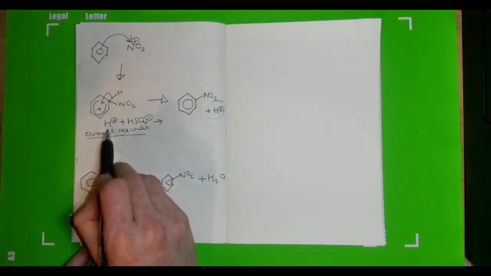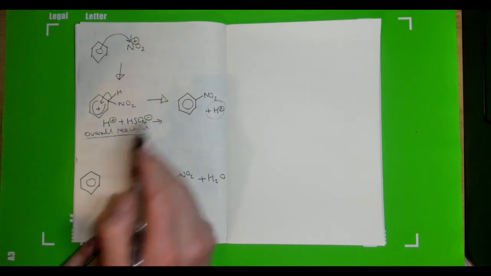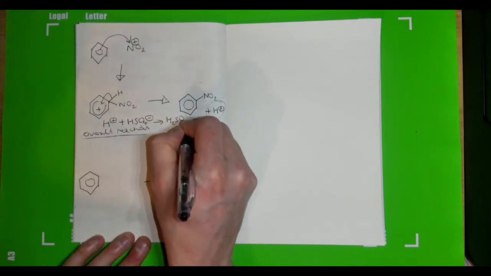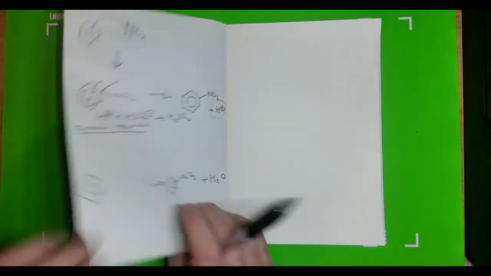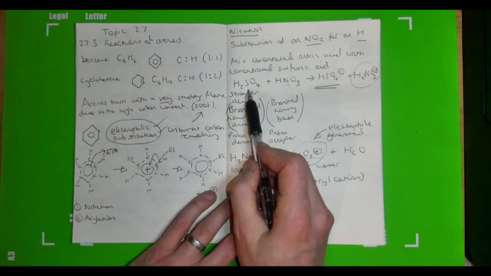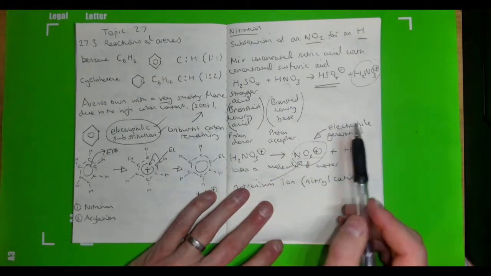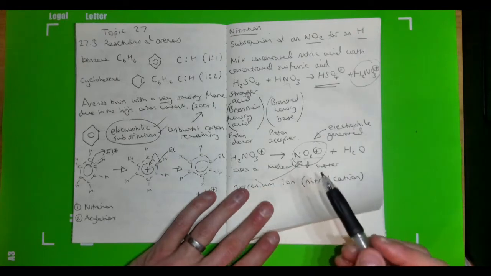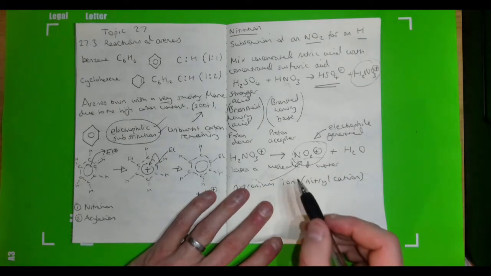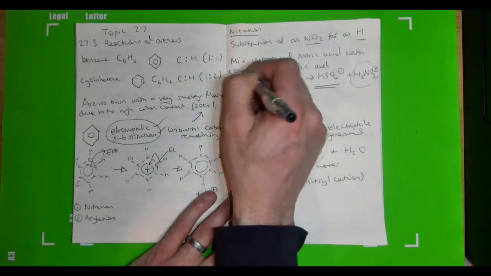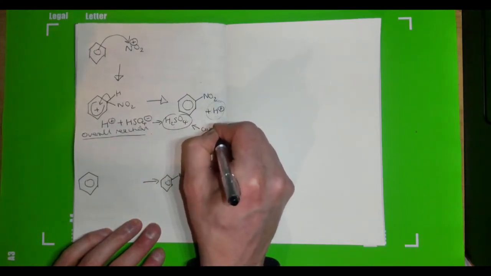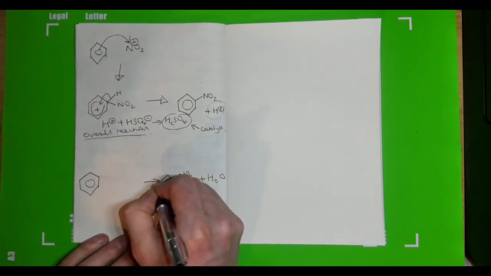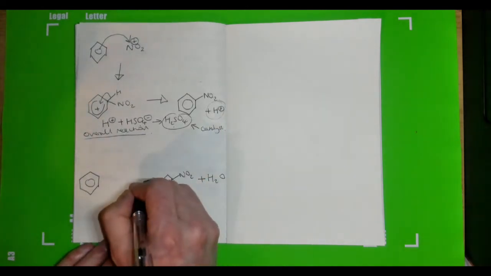If we take an H plus and react it with HSO4 minus, we get H2SO4, which should ring a bell because we started off with H2SO4 here. So essentially what's happened is, it's regenerated the H2SO4. Because it's regenerated the H2SO4, we say that the sulfuric acid, the H2SO4, acts as a catalyst. Because it's acting as a catalyst, we write it on top of this arrow here.